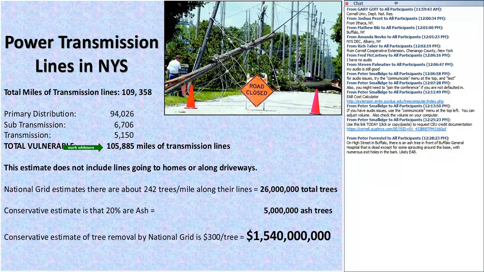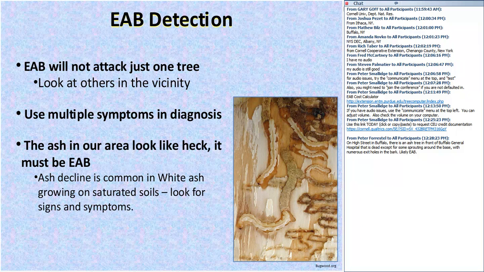There's 105,000 miles of vulnerable transmission lines in the state, and with an estimate of 242 trees per mile, that makes for 26 million total trees, and a conservative estimate of 20% ash. I really do think that's conservative, because ash tends to get into disturbed areas, and that's the definition of a power line corridor. It's disturbed. So that makes 5 million ash trees, and a conservative estimate of $300 a tree to deal with it. You come up with $1.5 billion it's going to cost the ratepayers to deal with this problem.